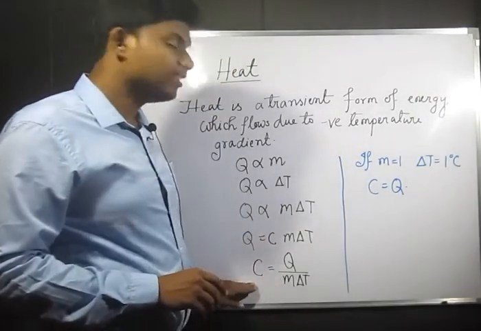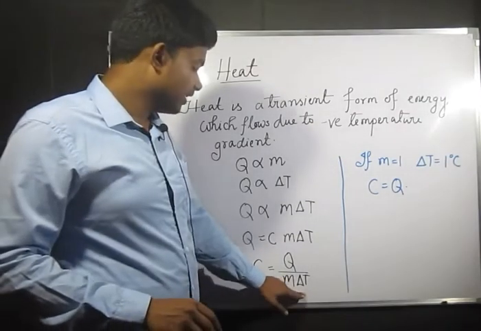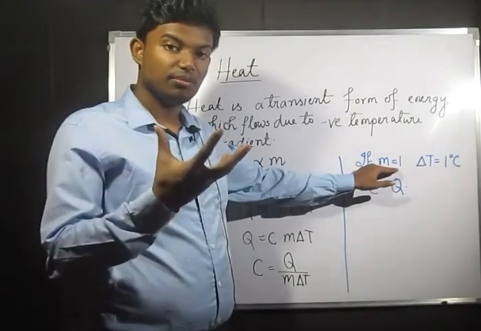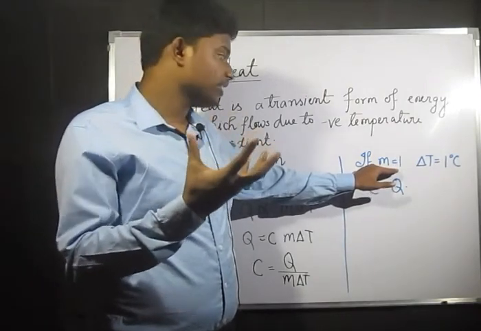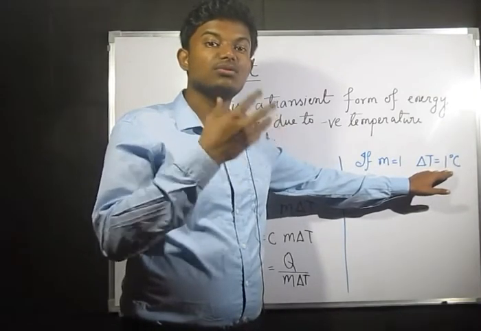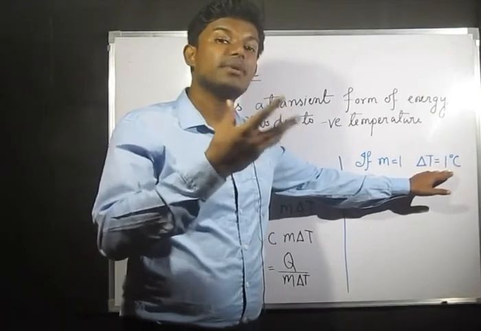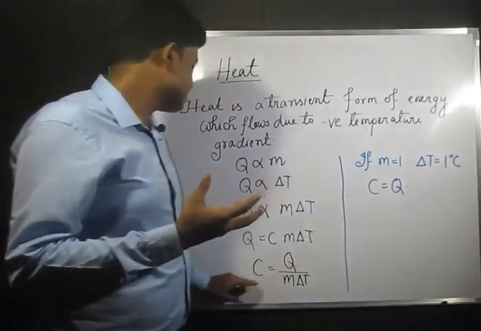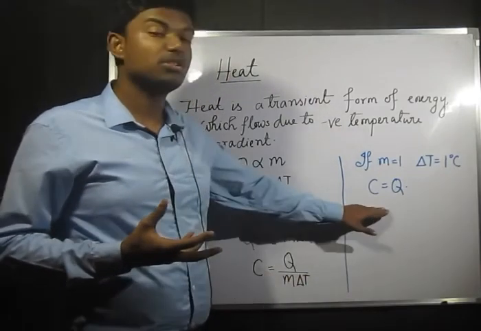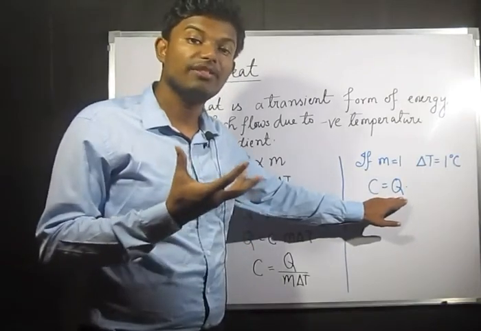Okay, now this C is known as specific heat. If m is equal to 1 and delta T is equal to 1 degree centigrade, m is equal to 1 kg. That means suppose we have taken a body of 1 kg and we want to raise the temperature by 1 degree centigrade. That is, the temperature difference which we are going to take is 1 degree centigrade. You want to raise the temperature of the body by 1 degree centigrade, then C becomes equal to Q. If both these values are 1, C becomes equal to Q. That means C is nothing but a quantity of heat.